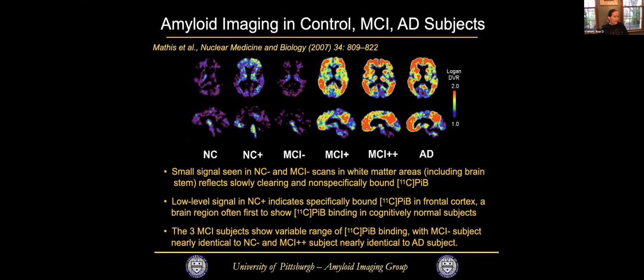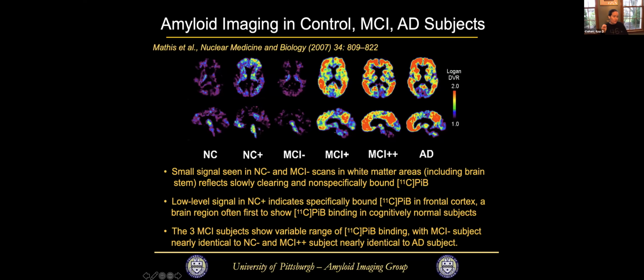So this is a series of amyloid scans from elderly individuals, some who are cognitively normal, some who are cognitively normal with amyloid pathology in their brain, some who have mild memory problems, which we refer to as mild cognitive impairment, or MCI, who have different levels of amyloid pathology in their brain, from essentially no amyloid pathology all the way up to very significant amyloid pathology, and then Alzheimer's disease.